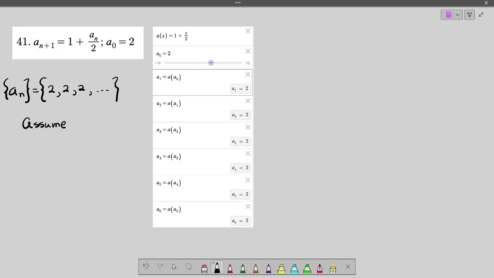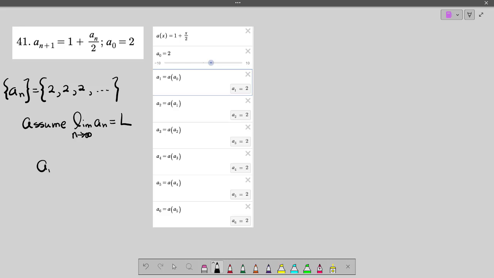So we're going to assume that the limit of a sub n is equal to L as n goes to infinity. We don't know what L is yet, though. We just assume it's going to converge. And the way we come to that conclusion is by looking at data. And we say, oh yeah, it looks like the limit does exist. We have to have very convincing evidence that it converges. And if we have very convincing evidence that it converges, we can find L with the following technique.